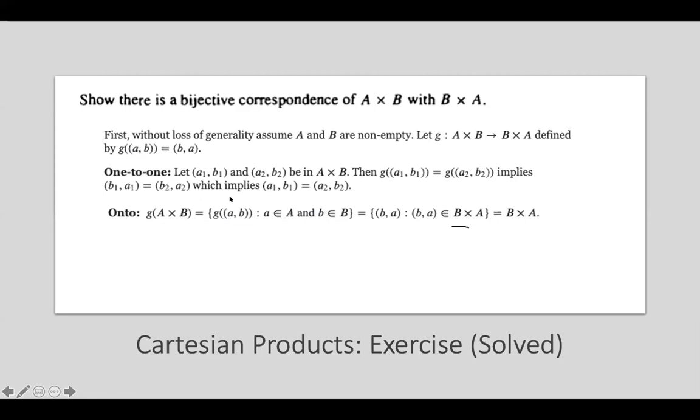You have a function G of (A, B), where every A is in the set A, and every B is in the set B. Then the following relationship holds, where the tuple (B, A) belongs to B Cartesian product with A. So if you can show one-to-one and onto, this is what you get.